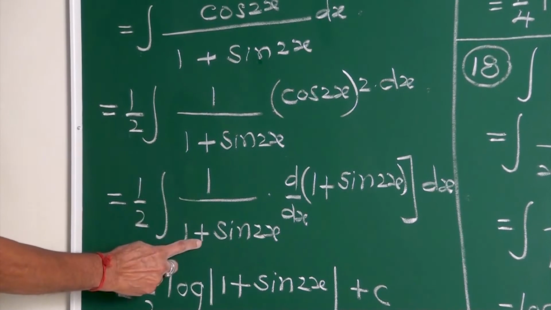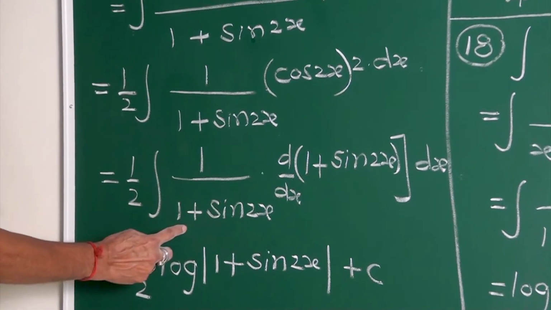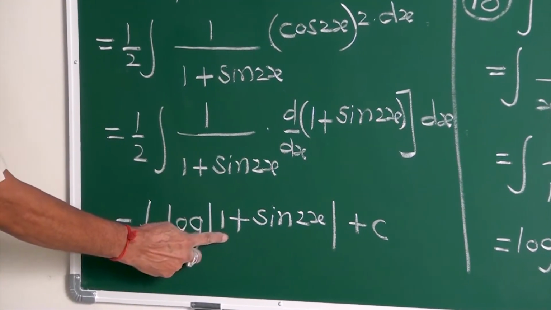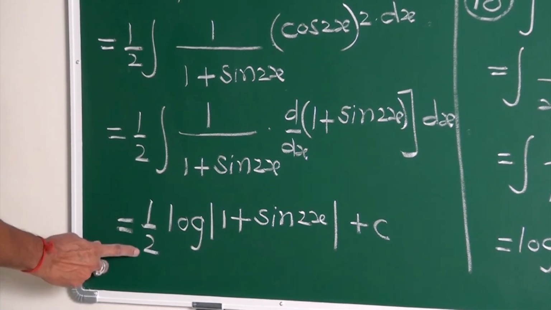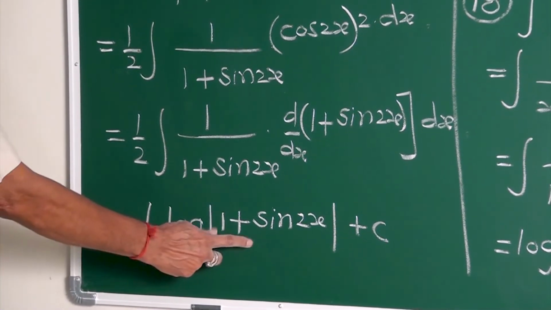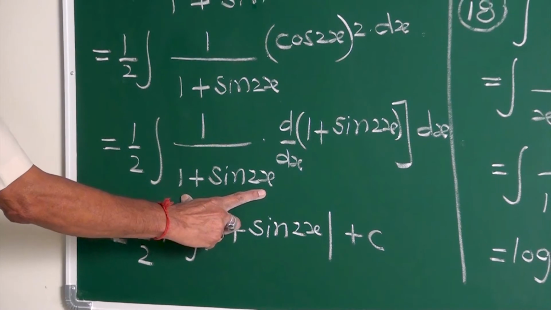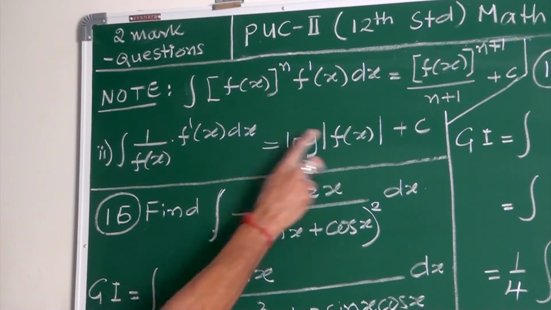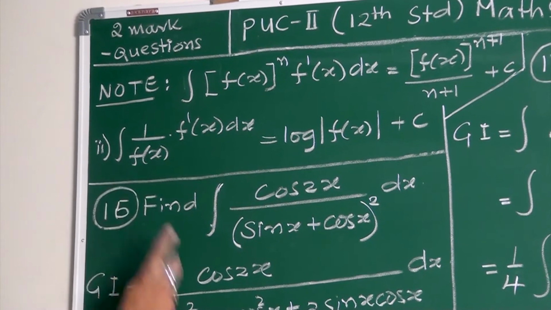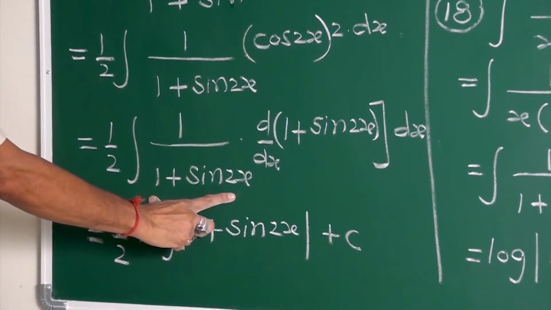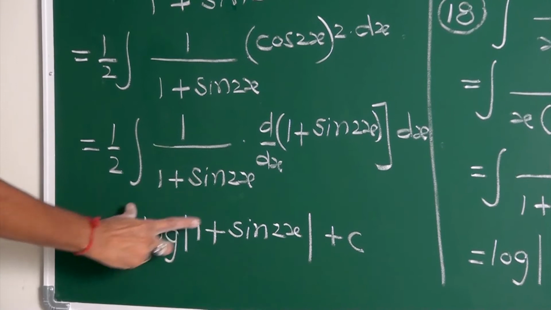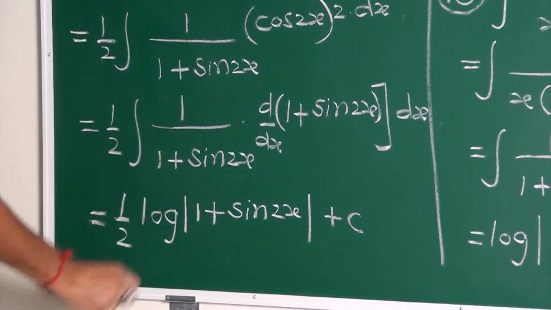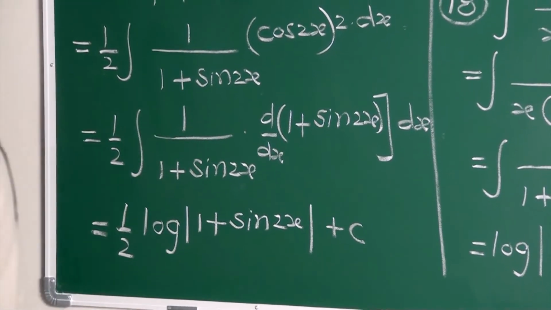Now it is 1 by f into f', and that is log f, log of the denominator. So the answer is 1 by 2 log of the denominator. What is your f here? 1 plus sin 2x. So it is 1 by 2 into log of 1 plus sin 2x.